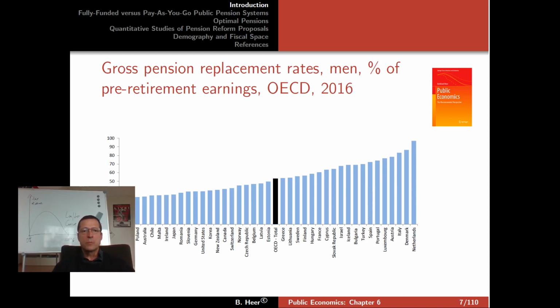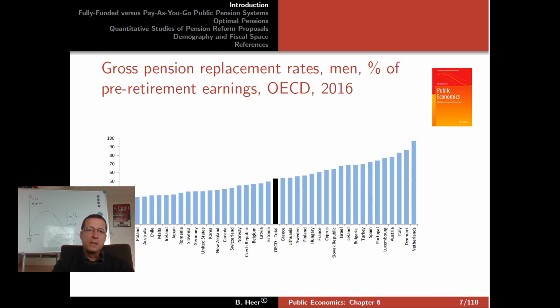Of course, the high government spending on public pensions is related to the generosity of the public pension system. Look at countries like Italy, where the gross pension replacement rate is above 80% in 2016. This means that the gross pension of the average earner is about 80% of the gross pre-retirement earnings. So this pension system is really generous, as in Denmark. And as you can see, the Dutch have an incredible gross pension replacement rate of almost 100%.